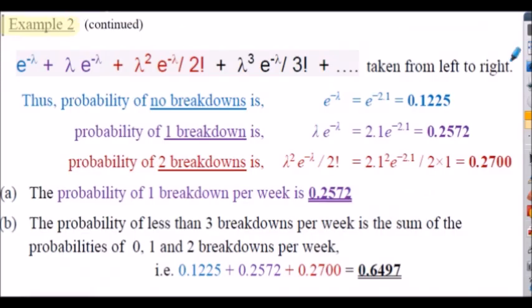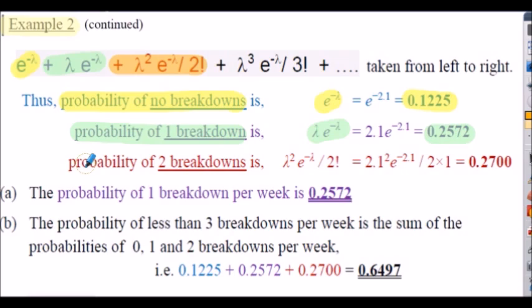Example 2, continued. The first term in our expression, e to the negative lambda, is the probability of no breakdowns, evaluated here. The second term relates to the probability of one breakdown, evaluated here. And the third term is the probability of 2 breakdowns occurring, evaluated here. So for part A of the problem, you have to determine the probability of 1 breakdown per week. That's stated above, so that's 0.2572 or 25.7% to 1 decimal place.